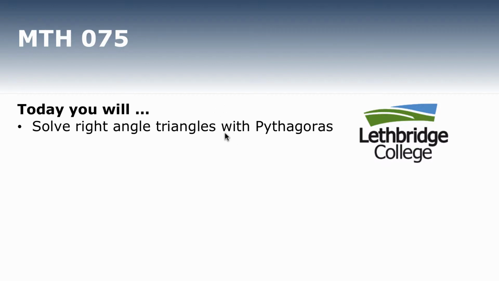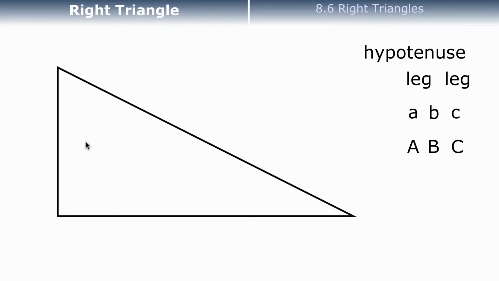Alright, in this video we are going to be using the radicals in a specific application that we use quite often, and that's with solving right angle triangles with the Pythagorean theorem. First off, when you have a triangle, and specifically if you have a right triangle, meaning this angle here has to be 90 degrees.